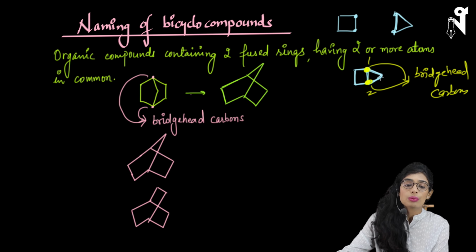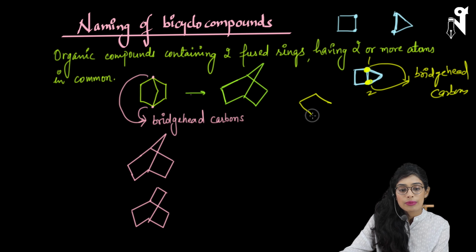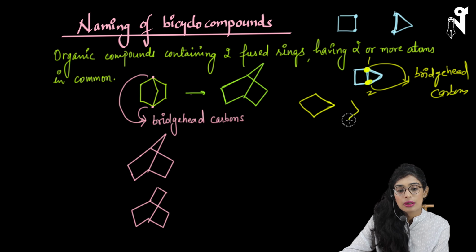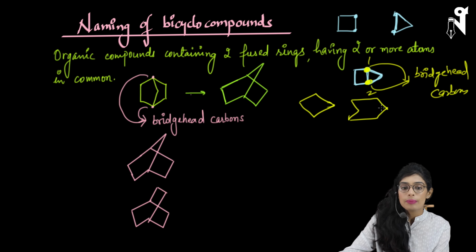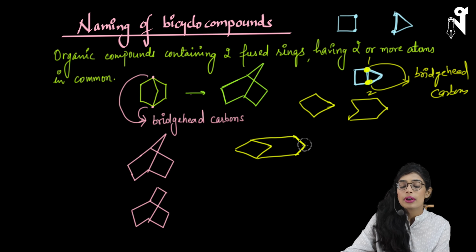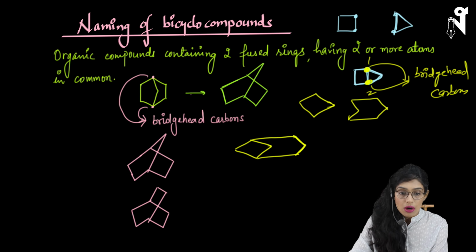Okay, now let me show you one more example. Let's say I take individually these two cyclic chains, and now I want to fuse them together and make a new structure. The new structure will be this, right? So how many common carbons do we have which are being shared by two cyclic rings? One over here, one over here, and one over here.